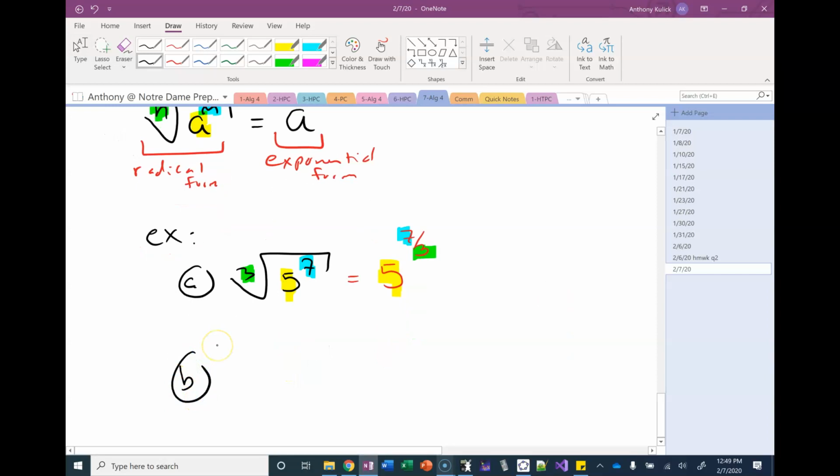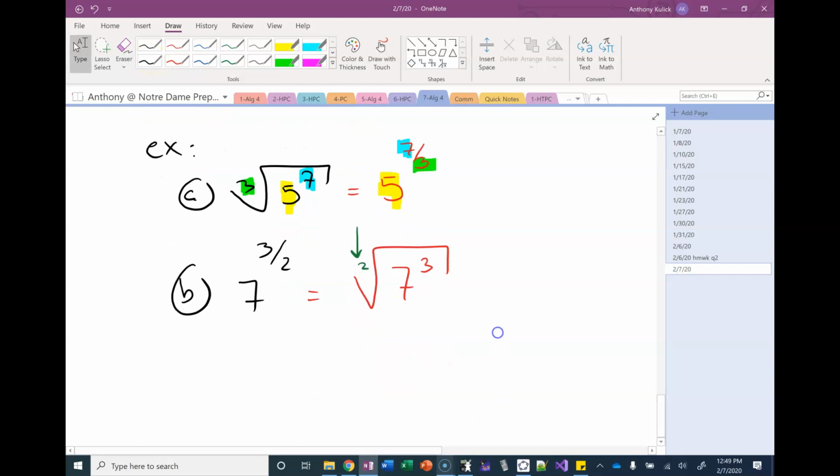What if we go the reverse direction? Maybe 7 to the 3 halves. What's that going to be? Yeah. So notice here that Nancy omitted saying the 2 needs to be there because it's a square root, which has index 2, so I don't need to write the 2. Any other number, we would have to write that in though, right? Okay.